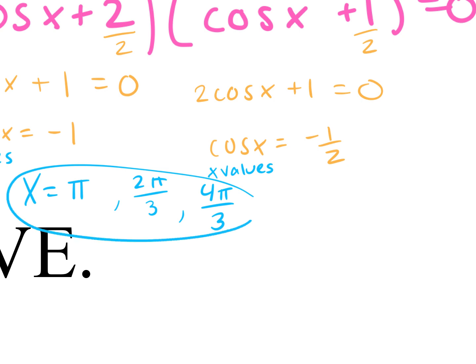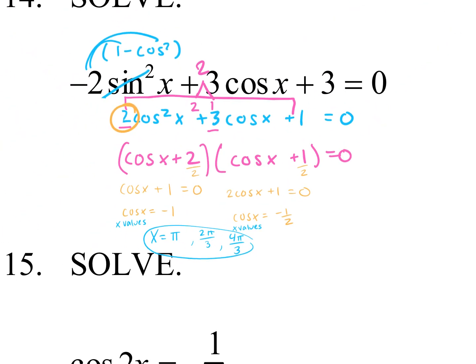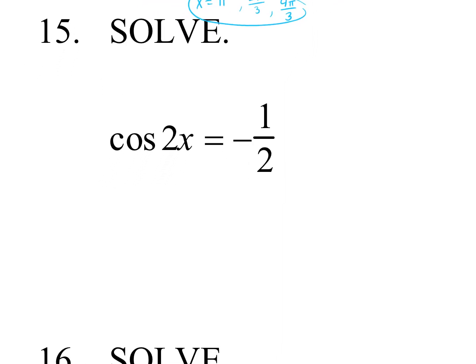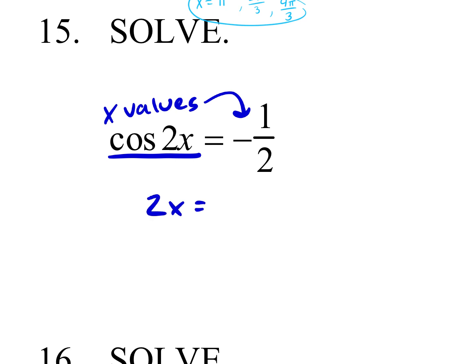So these would be my 3 answers. All right, 15, we are solving. So we want to get our trig function by itself, which it already is. So I need to find where my x value, because cosine goes with the x value, so where my x value is -1/2 on the unit circle. We just did that in the last one, so that would be at 2 pi over 3 and 4 pi over 3.